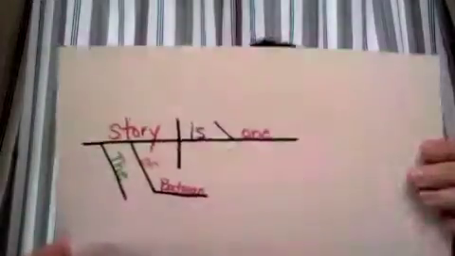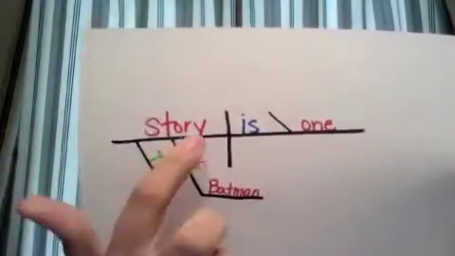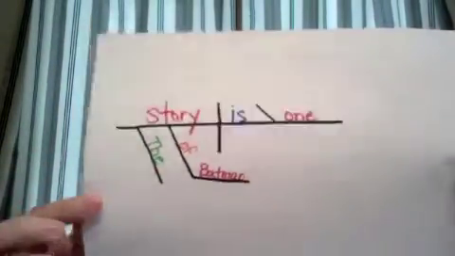Now, my prepositional phrase of Batman, what does that modify? It modifies story. So it's going to go underneath story. So I'm going to use orange for my preposition and have of Batman. Okay. So I have the story of Batman is one.